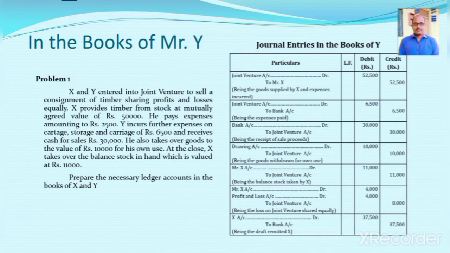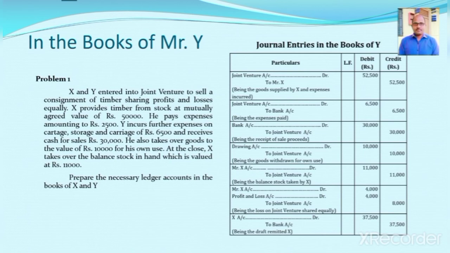Then we have the journal entry for expenses paid, joint venture account debit to bank account. So this is 6,500, the expenditure of Mr. Y. Then the journal entry for sales proceeds, bank account debit to joint venture account. So we are crediting the joint venture account with 30,000. Then goods taken over by Mr. Y: drawings account debit to joint venture account 10,000.